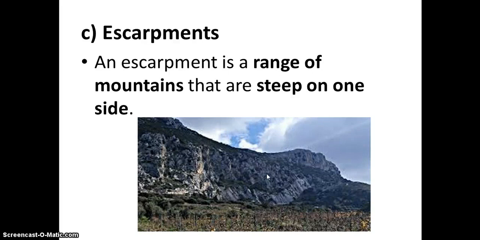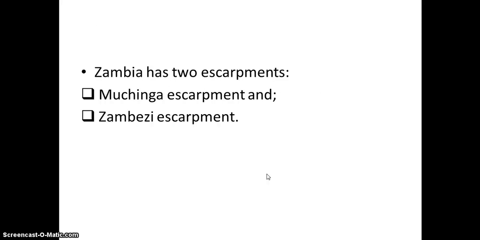You find that you are right on top, and as you look through the side windows of the car, it's actually a very steep land. And that is what an escarpment is. An escarpment is a range of mountains that are steep on one side. Now, Zambia has two escarpments. There's one known as the Muchinga Escarpment and another one known as the Zambezi Escarpment.